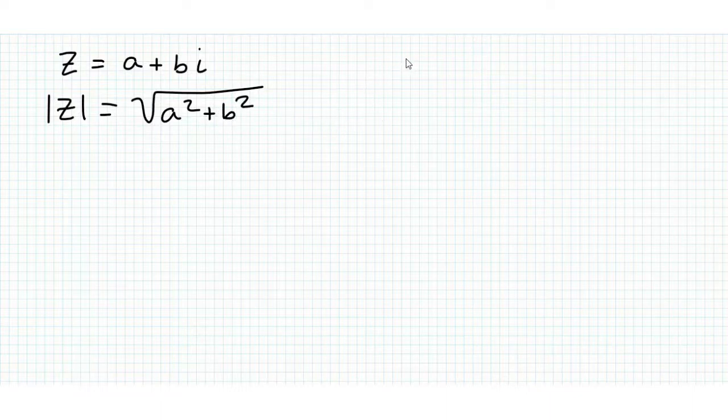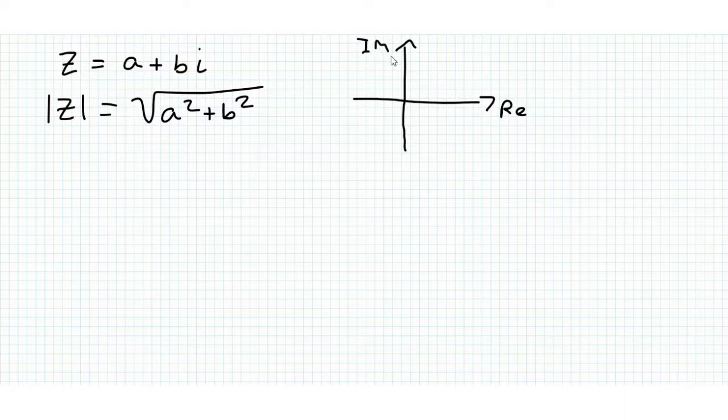from Pythagoras' theorem. If we draw a complex number z on an argand diagram, where this is the real axis and this is the imaginary axis, and this is a terrible diagram, and say our generic point a plus bi is here. Our modulus is the length of this line, and using Pythagoras' theorem, that's the square root of a squared plus b squared.